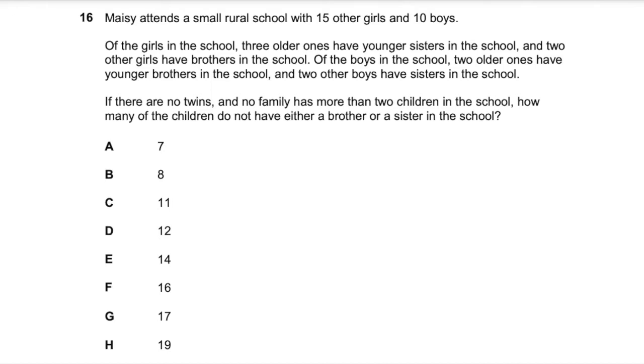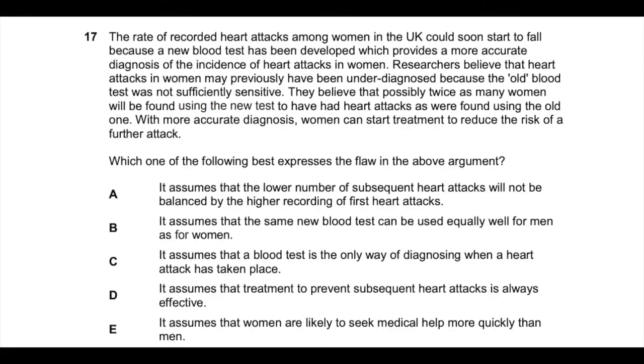Children with a brother or sister in the school: 3 girls have younger sisters in the school, equals 6; 2 boys have older brothers, equals 4; 2 boys have sisters, equals 4. Therefore the total number of children in the school with a sibling also in the school equals 6 plus 4 plus 4, equals 14. Therefore the number of children without a sibling in the school equals 26 minus 14 equals 12, option D.